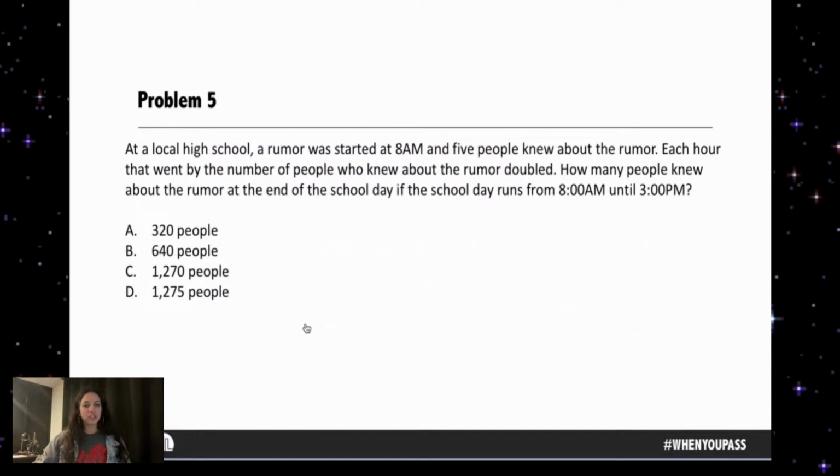All right, this is a fun problem too. So, theoretically, this problem wants us to use exponential functions. However, I'm not the biggest fan of just using a function that I don't carry in the top of my brain every single day. But for a problem like this, I can use a table of values because it's not like we're operating with 472 hours. Like how many people knew about the rumor 472 hours later? We're operating within a school day. So I'm going to create a table.